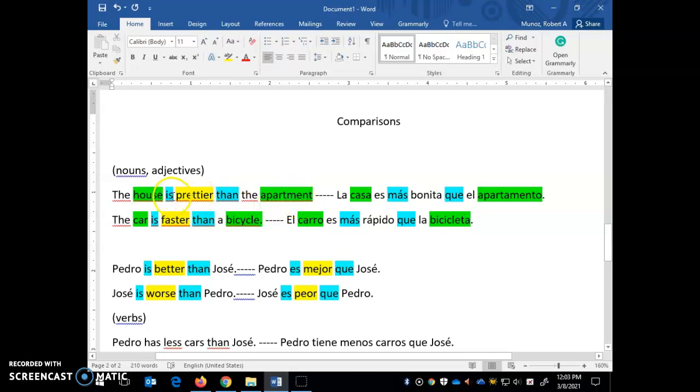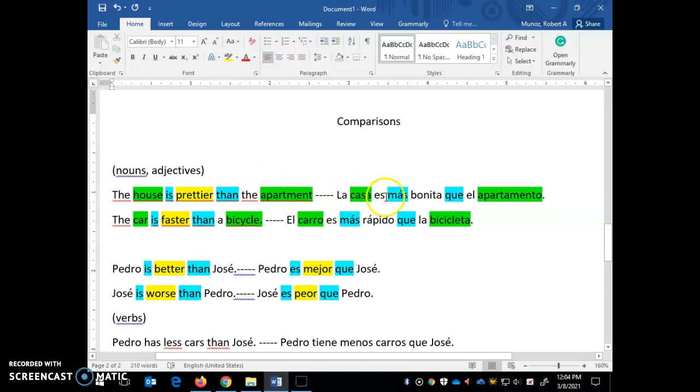We have the formula is, then, in English, and we have the adjective that we had to add the er to compare. The second example is the car is faster than a bicycle. Noun, car, bicycle. Faster is the adjective that's already been compared. How do we transfer this into Spanish? And by the way, these are unequal comparisons.